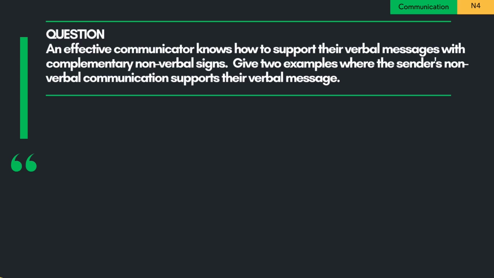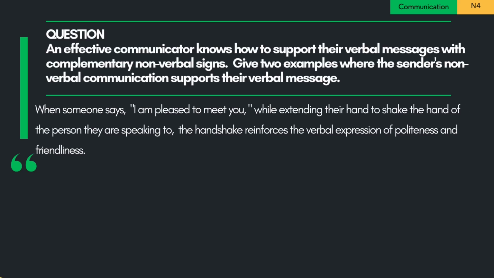Question. An effective communicator knows how to support their verbal messages with complementary nonverbal signs. Give 2 examples where the sender's nonverbal communication supports their verbal message. 1. When someone says, "I am pleased to meet you," while extending their hand to shake the hand of the person they are speaking to, the handshake reinforces the verbal expression of politeness and friendliness.